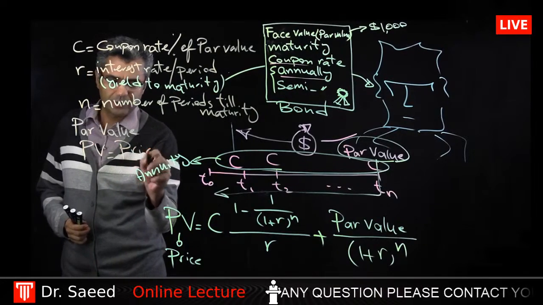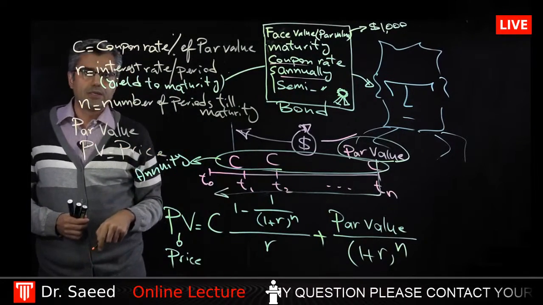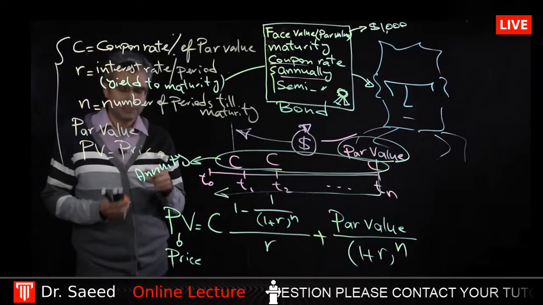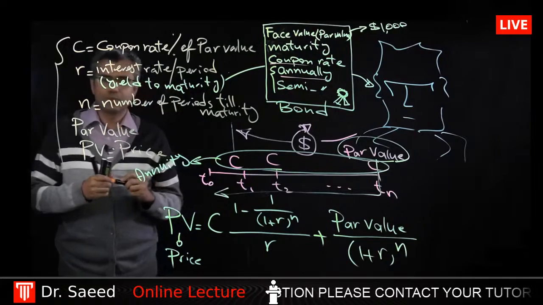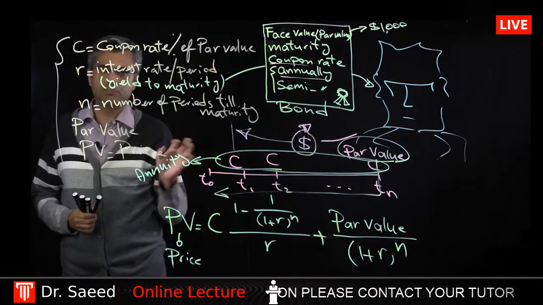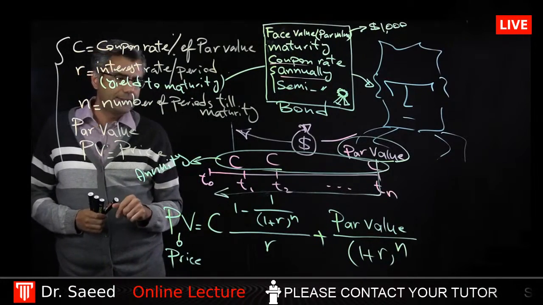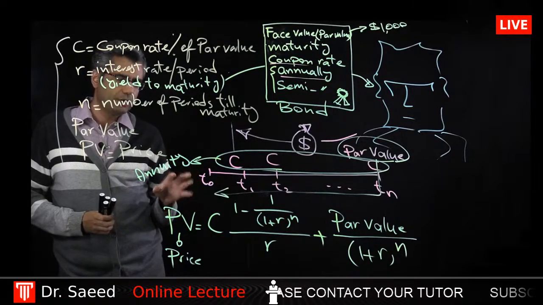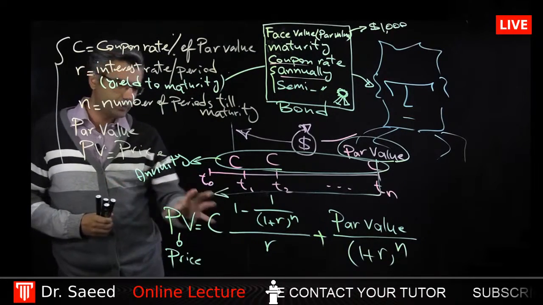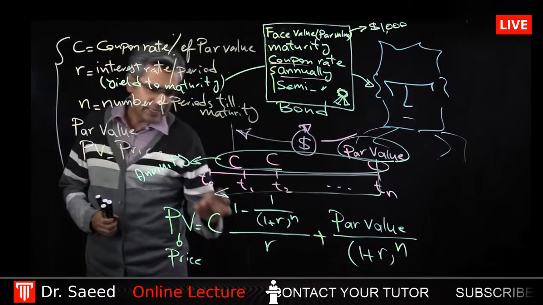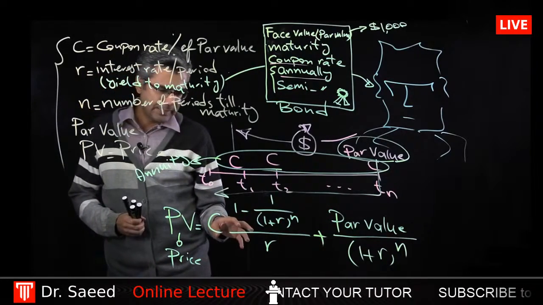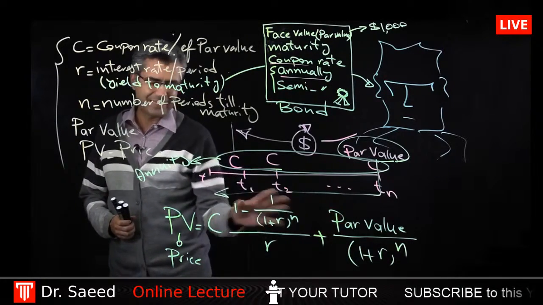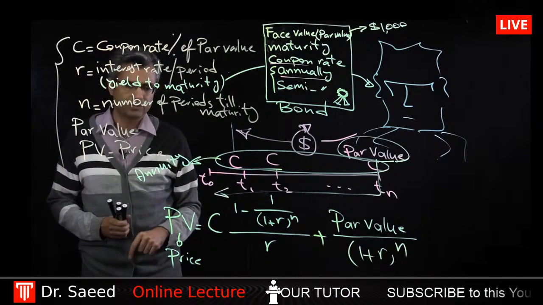It's the price of the bond today. So there are 5 parameters that we need to include in the calculation of bond price. Before showing you how to use the financial calculator, I want to show you something here. As you can see, we have 4 parameters that impact the price of the bond.